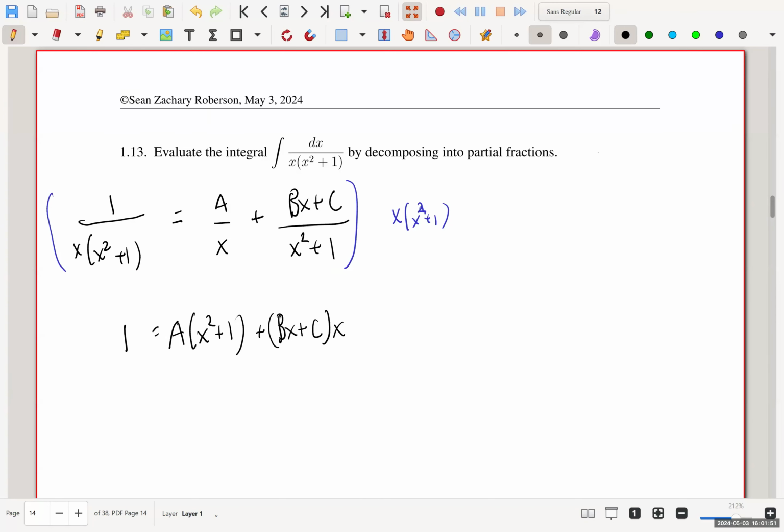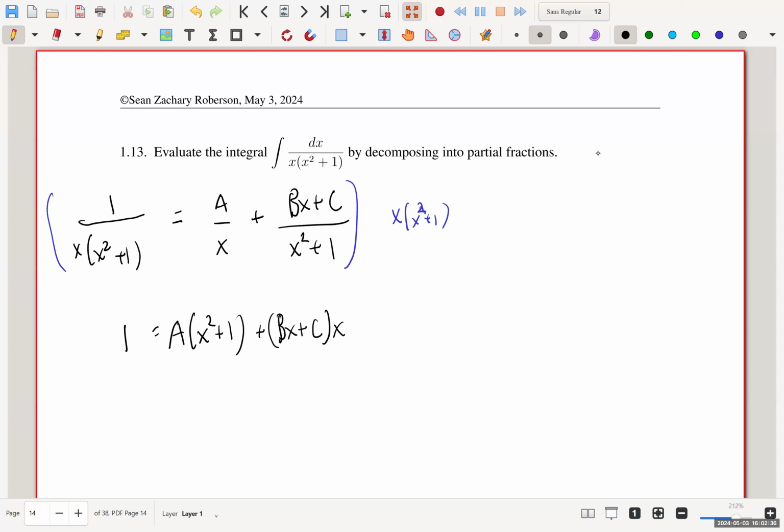So I'll have x times x squared plus 1 times 1 over that. Those cancel. And on the right-hand side, let's take a look at what happens. A over x times x squared plus 1. Well, the x's vanish, so I have A times the sum of squares. And likewise for the Bx plus C term, that is over x squared plus 1, and the x squared plus 1s vanish, so I just have the x left over. Good questions, y'all. I like these. Okay. Now the problem is, how do I handle this? Two ways: a system of linear equations, by equating coefficients, or the cover-up method.